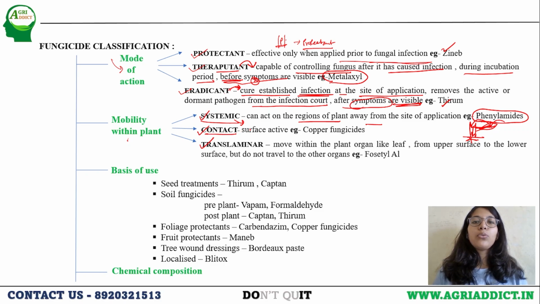Contact. Contact fungicides are those that only act at the site of application. So the contact fungicide we are applying on the leaf will act only on the leaf.